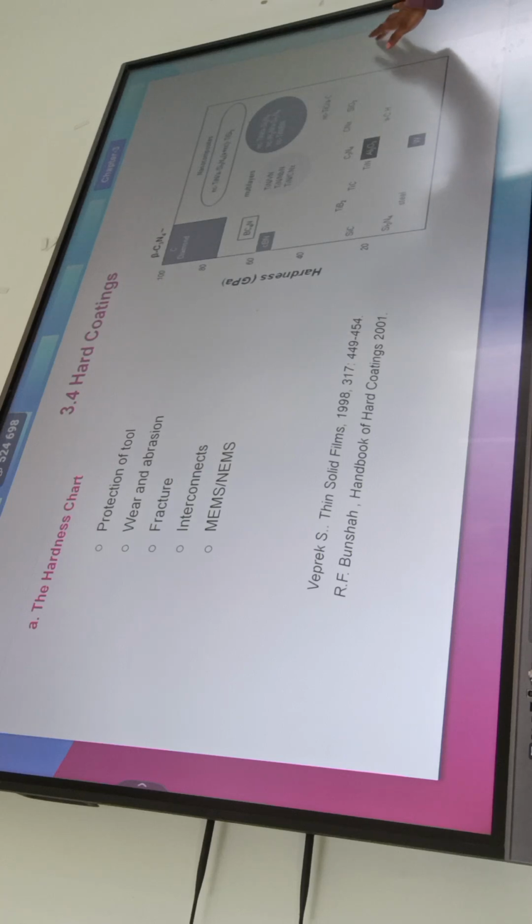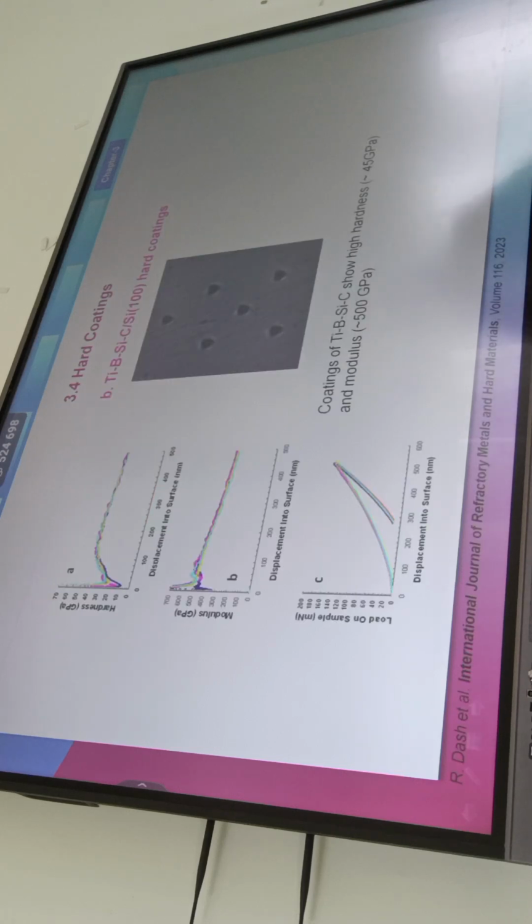So generally our study is on fracture and on MEMS and NEMS device applications. So here comes the TiB-SiC coating, on which we have done the indentation test using the three-sided pyramidal Berkovich indenter at different points on the coating.